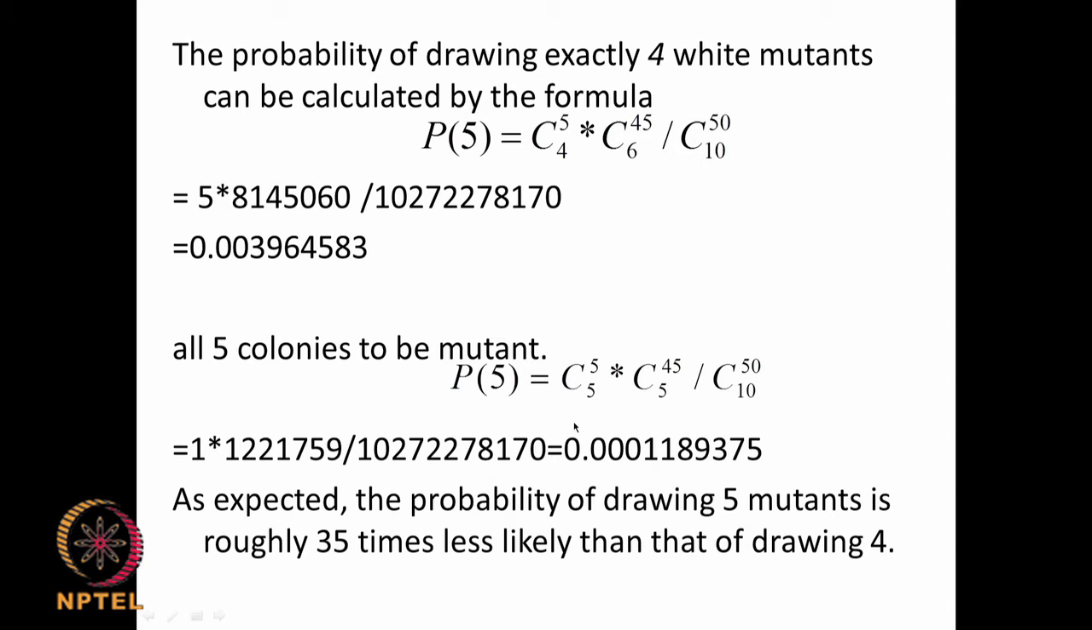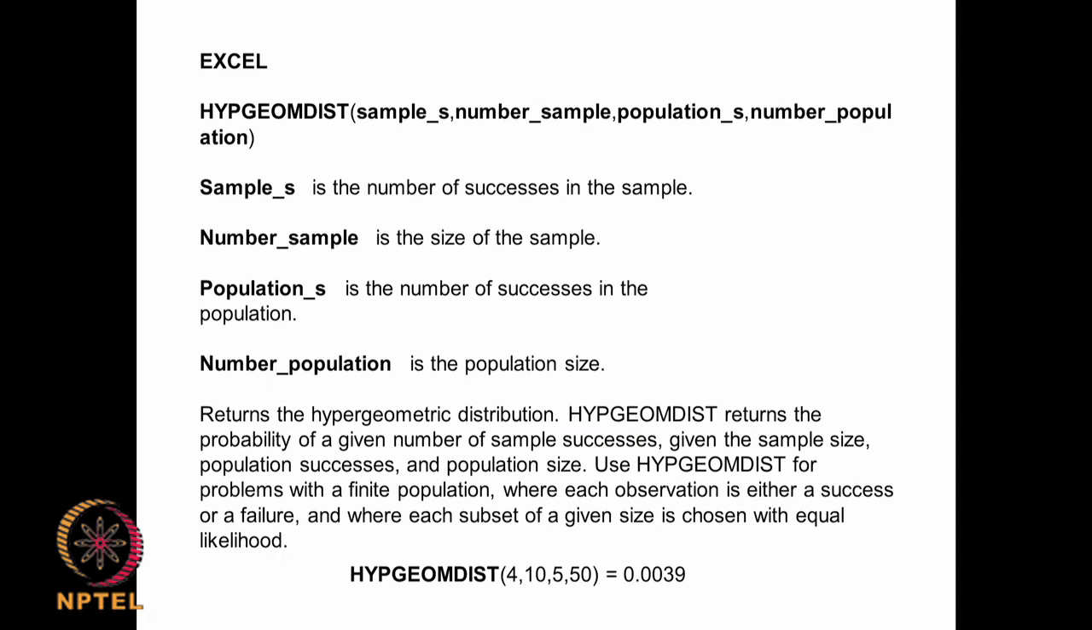Now we can also do it by Excel. There is a function, hypergeometric distribution. In that we have sample, successes, number of samples. So, this will be like x, this will be like small n, this will be like your capital S, and this will be like your capital N. Do you understand?